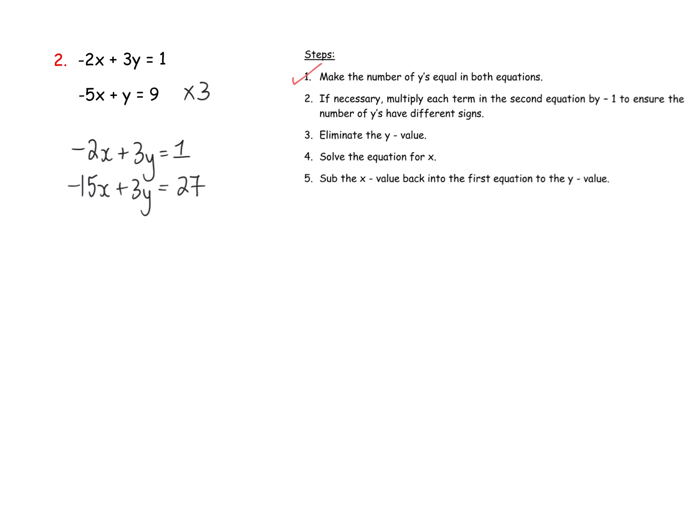So we need them to be different signs. So we can multiply the bottom line by minus 1. The top line will stay the same. It'll be minus 2x plus 3y is equal to 1. But the bottom line now, all the signs are going to change.